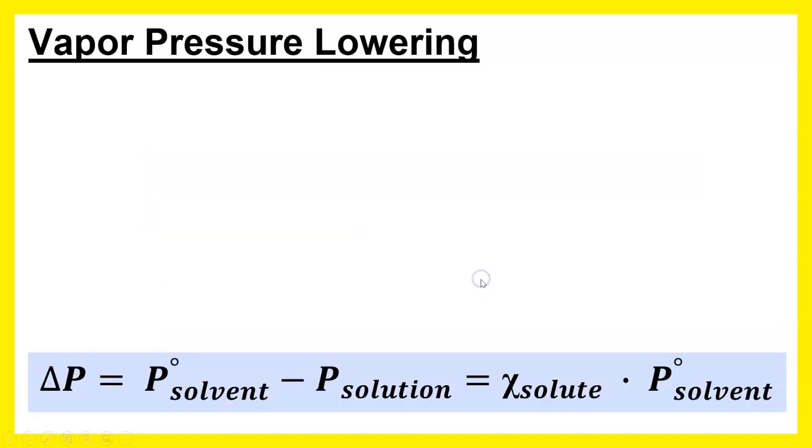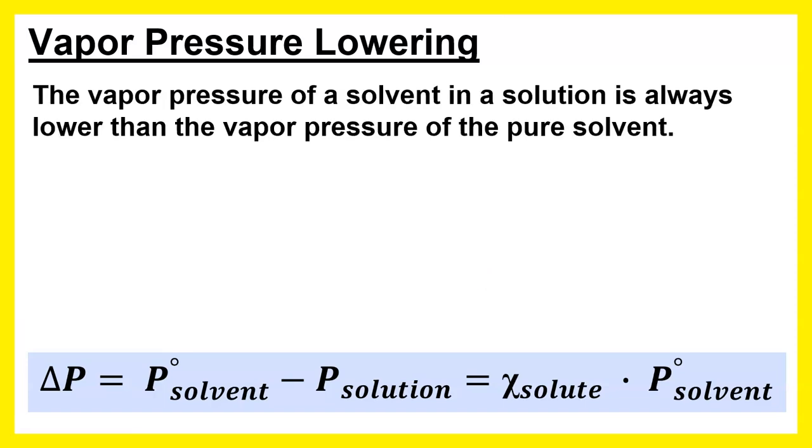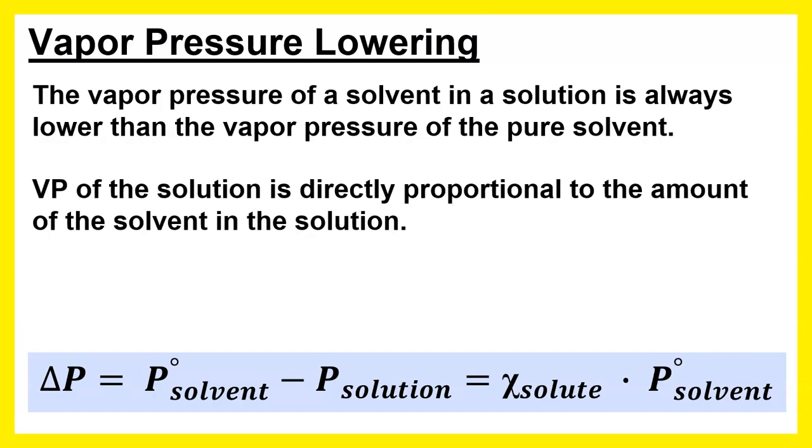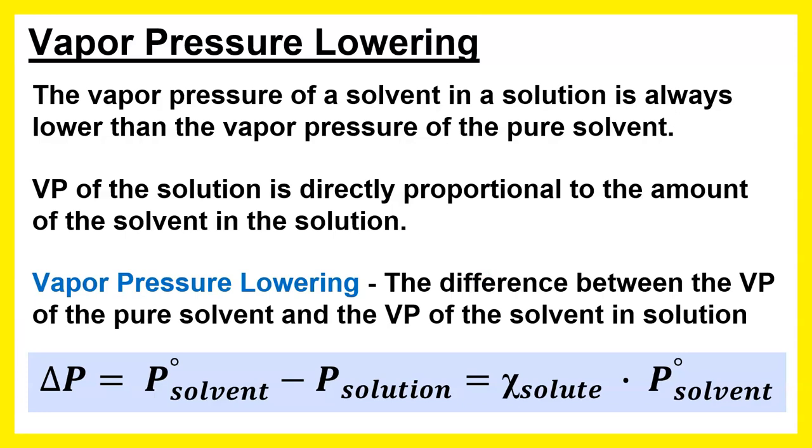We call this vapor pressure lowering. So the vapor pressure of your mixture, of your solution, when you have that non-volatile addition, is going to end up lower than if it was pure. We saw it's directly proportional to the amount of solvent. And so the vapor pressure lowering is just the subtraction. So our delta P is the pure solvent minus whatever the pressure is when you have the mixture. So you can do a variety of calculations using these equations.